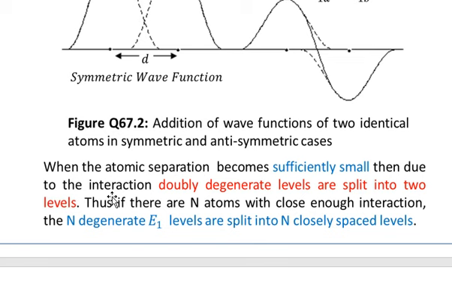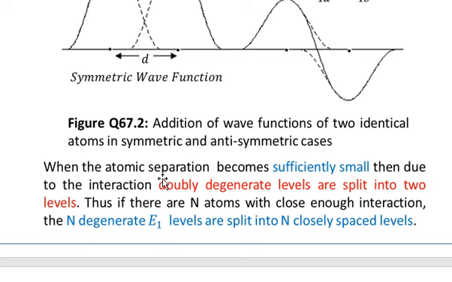But when these two atoms are brought closer to each other, there will be an interaction between them, and the degeneracy of the levels is lifted. That is, there is a shift of energy. The two atoms will have different energies when they are brought closer to each other. Thus, if there are n atoms with close enough interaction, the n degenerate E1 levels are split into n closely spaced levels.